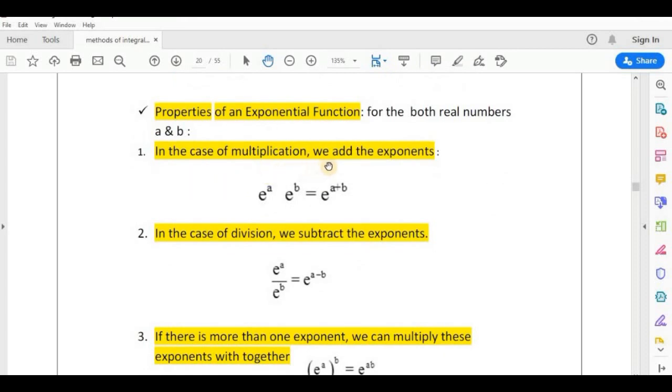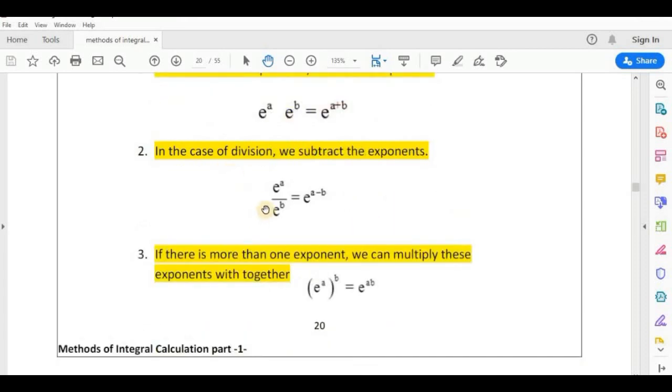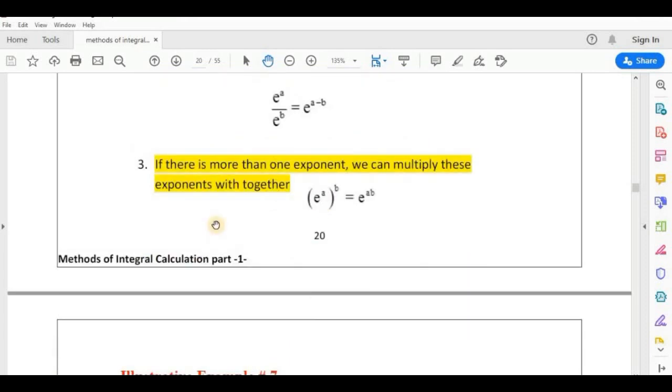In the case of multiplication, we add the exponents. If we have e to the power a multiplied by e to the power b, we add the exponents, so it will be e to the power a plus b. In the case of division, if we have e^a divided by e^b, we subtract the exponents, so it will be a minus b. If there is more than one exponent, we can multiply these exponents together. If we have it in this form, we can multiply the exponents.